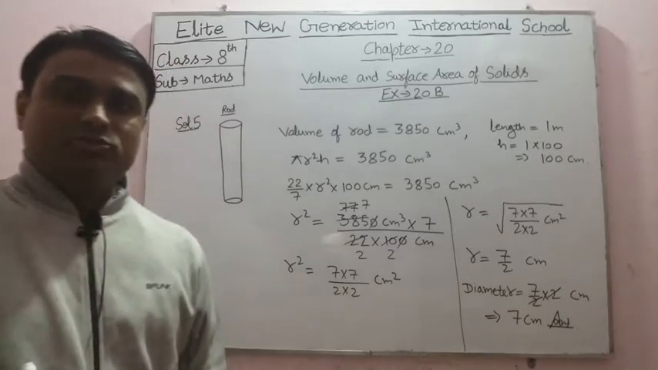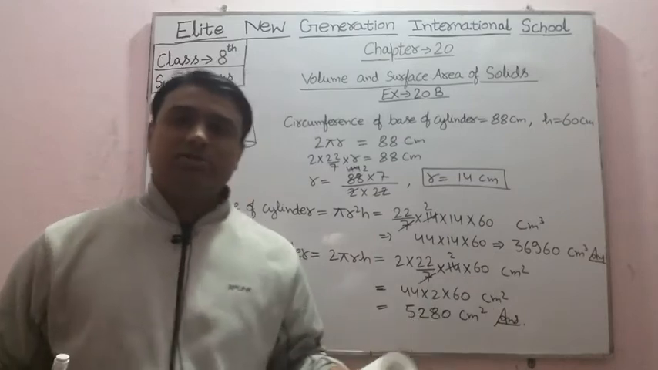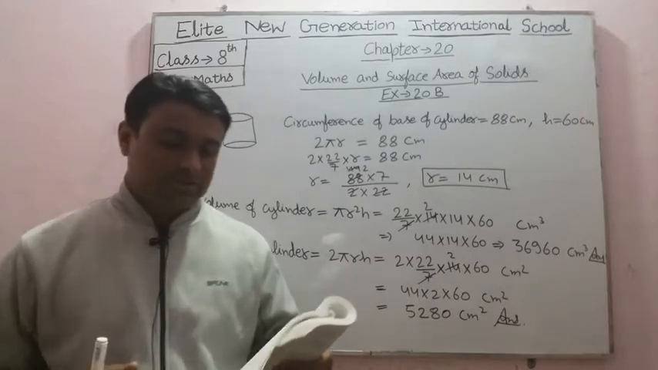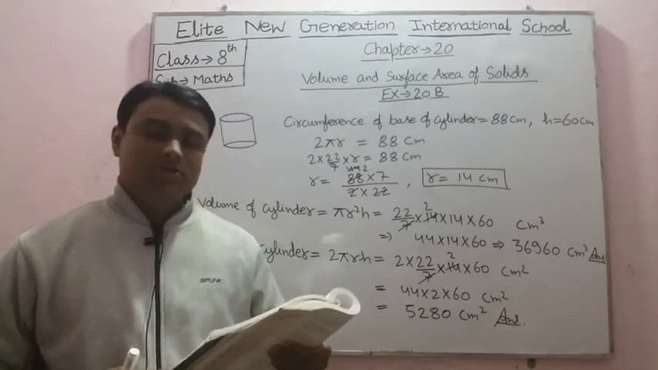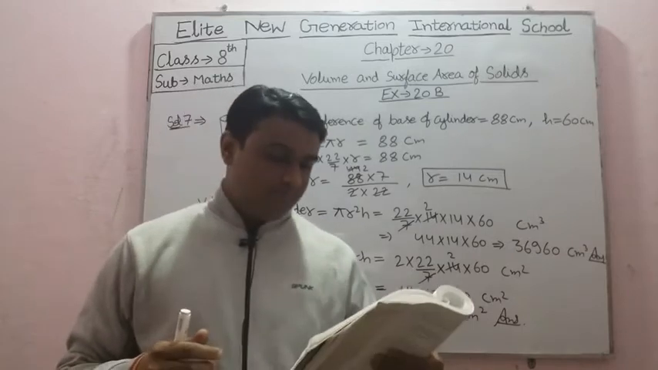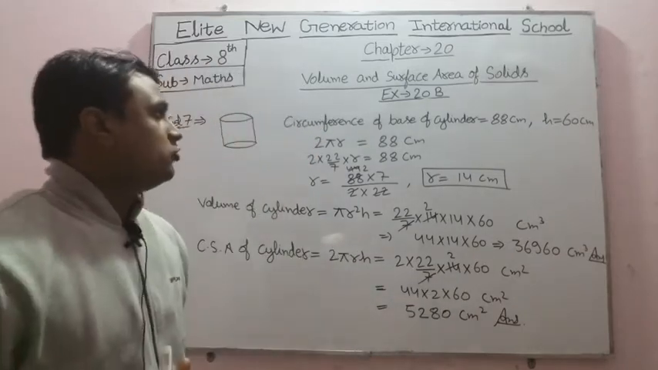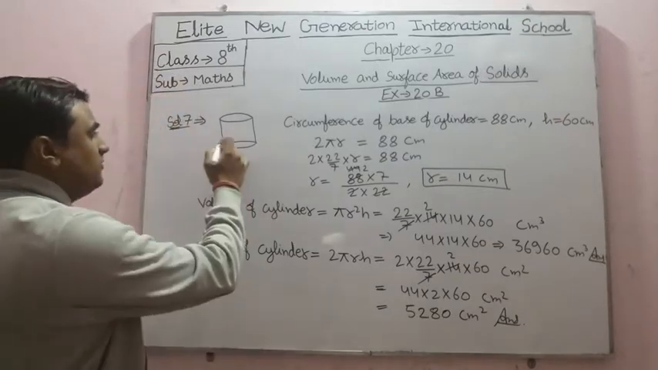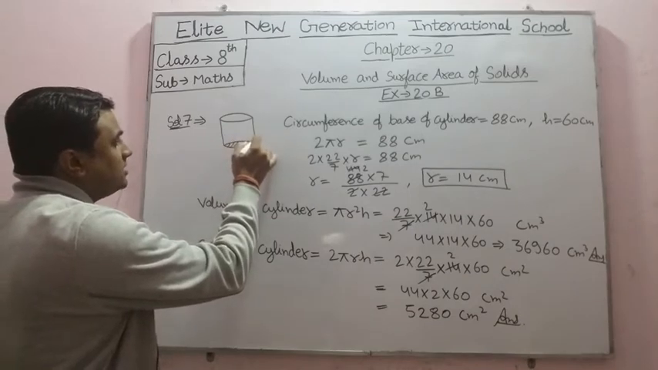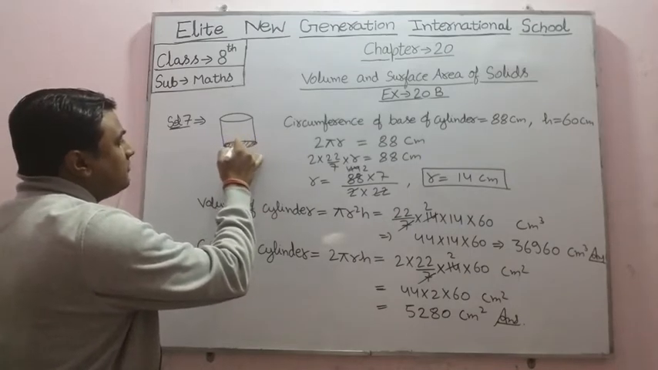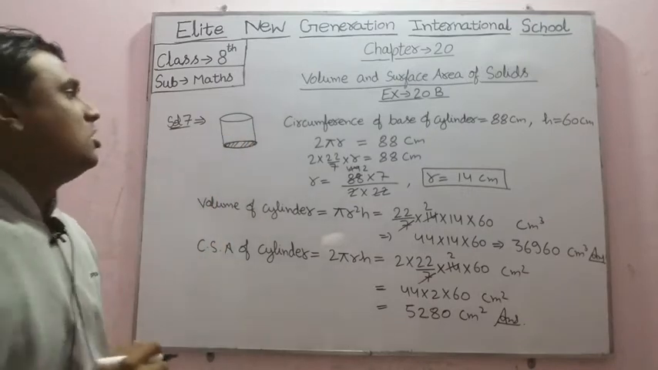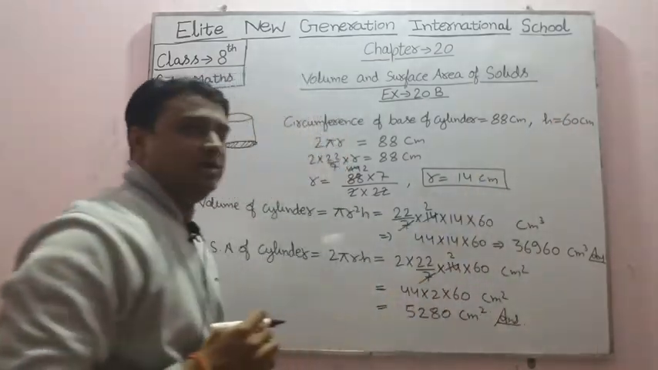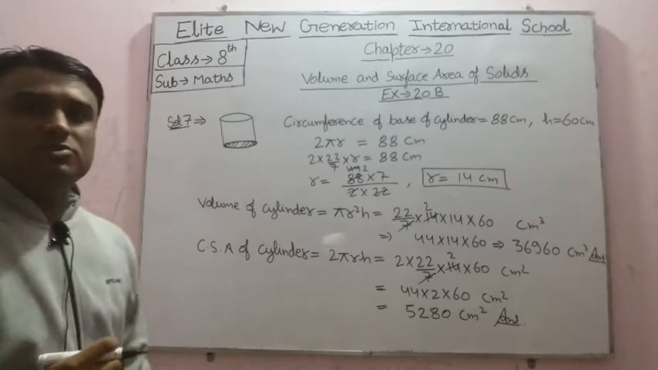Now after this, see the next question, question number 7. In question number 7, the circumference of the base of a cylinder is 88 centimeter and its height is 60 centimeter. Find the volume of the cylinder and the curved surface area of the cylinder. So here we are given a cylinder whose circumference of base is given, and the circumference of the base is the circumference of a circle because its base is circular. So the circumference of the base is 88 centimeter and its height is 60 centimeter. We have to find its volume and curved surface area.